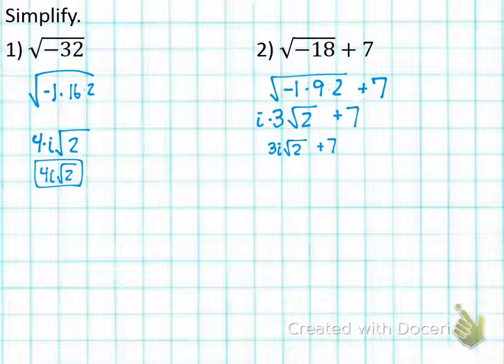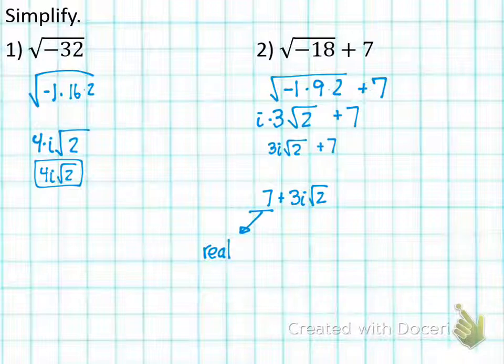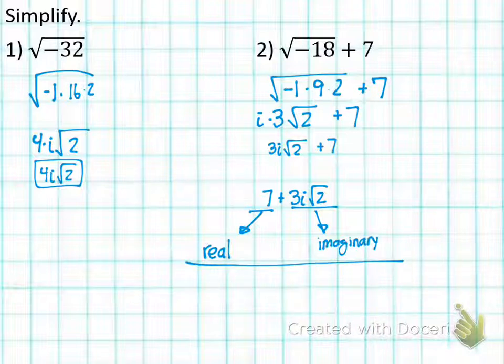And when we have a number like this, it's called a complex number. There are two parts. We always put the real part first, which is just the real number, which is 7. So you should write it as 7 plus then the imaginary part, 3i rad 2. So this 7 represents the real number, or the real part, and then the 3i rad 2 is the imaginary part. That's the imaginary number. And these together, when we have the real part plus the imaginary number, this is called a complex number.